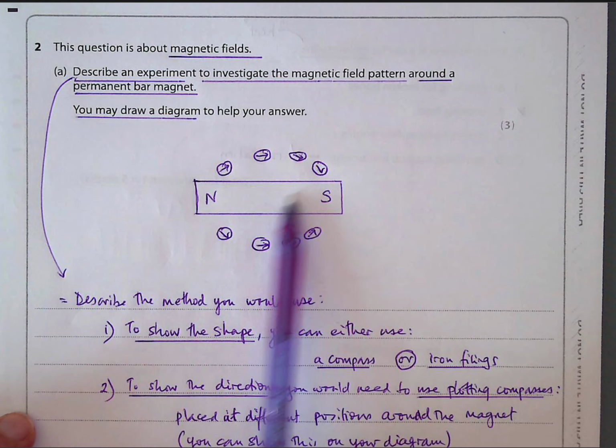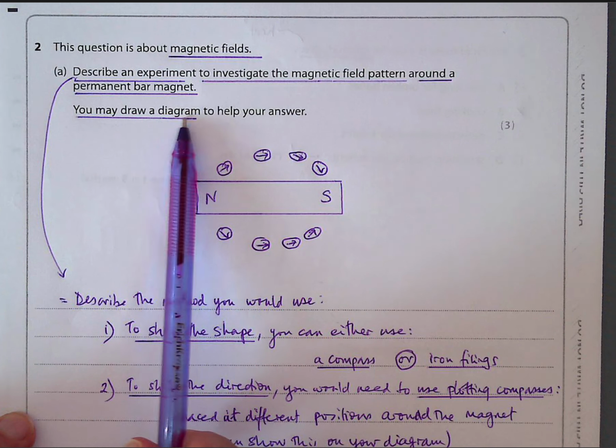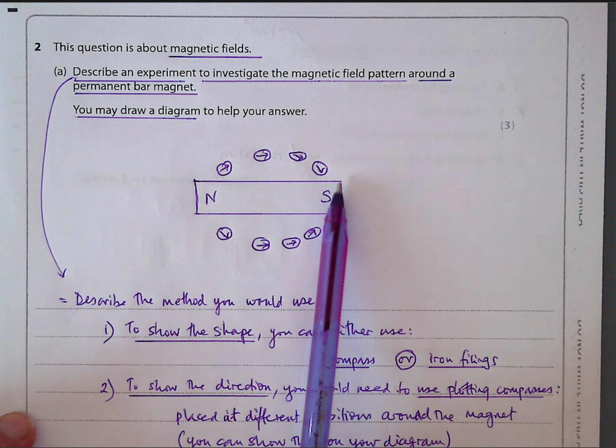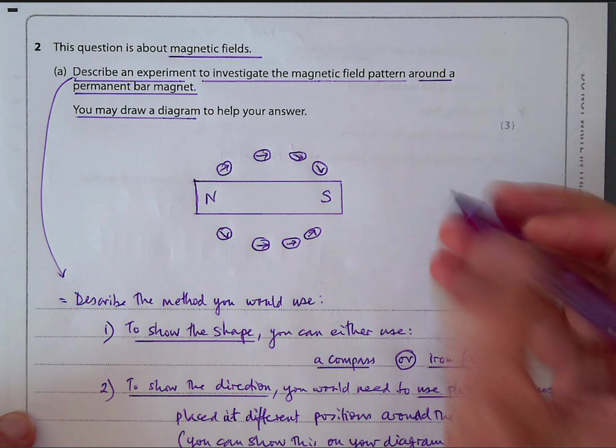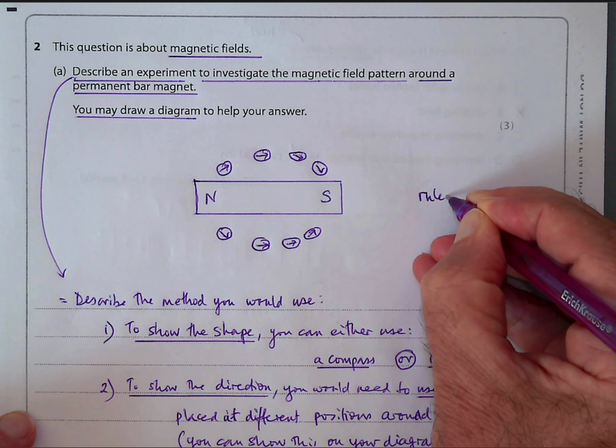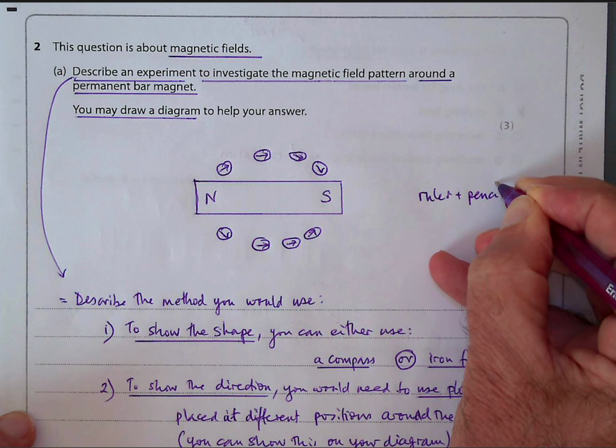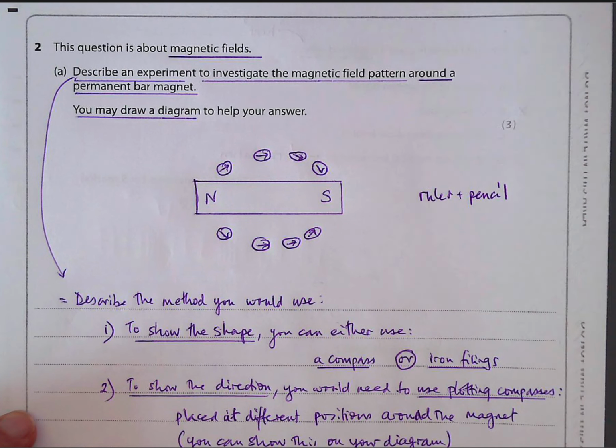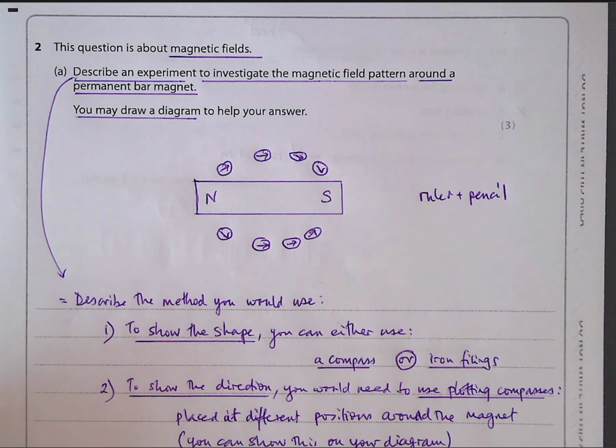So here I've drawn a permanent bar magnet. It says you may draw a diagram to help your answer, so it's always a good idea to do that. You do really need to have a ruler and a pencil to draw this. I'm drawing it in ink for the purpose of this video.